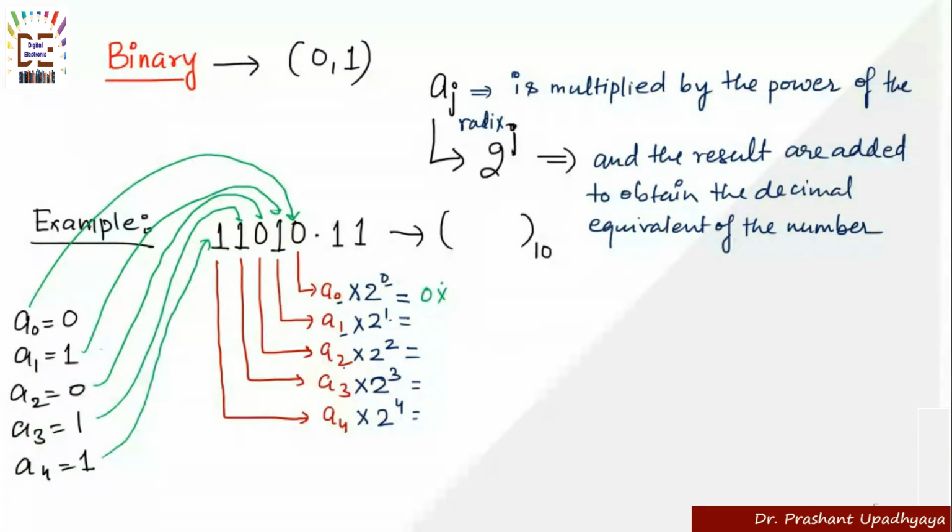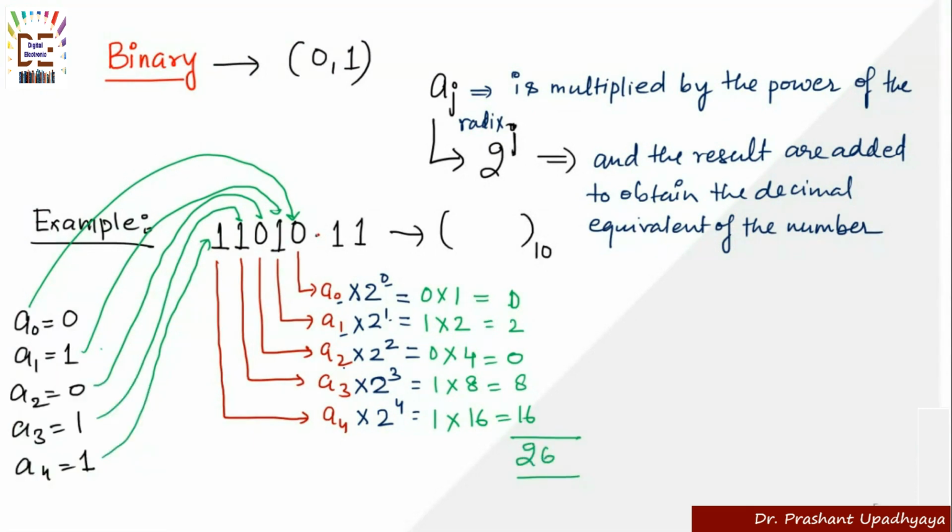So what will be this value? a0, 0 into 2 raised to power 0, which is 1. a1 is 1 into 2 raised to power 1, which is 2. a2 is 0 into 2 raised to power 2, which is 4. What is a3? a3 is 1, and 1 into 2 raised to power 3 is 8. a4 is 1 into 2 raised to power 4, which is 16. So let me add this: this is 0, this is 2, this is 0, this is 8, this is 16. Can you tell me what the answer will be if you add this? 26. So let me write here 26.